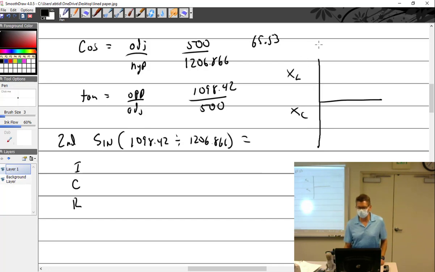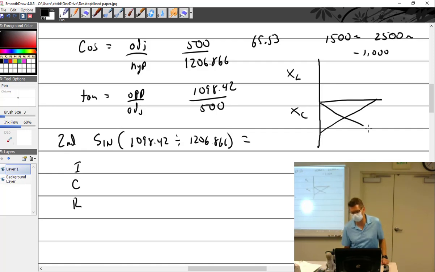But what if we had X of L as 1500 and X of C as 2500 ohms? So it'd be 1500 minus 2500, which is negative 1000. Well, then we'd know that X of C is down here and it goes this way. Well, I'm sorry, it doesn't go that way, it goes this way. It would be down here. So it's this angle.